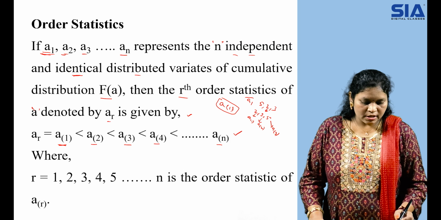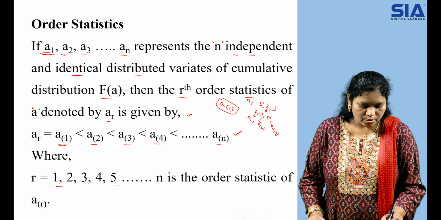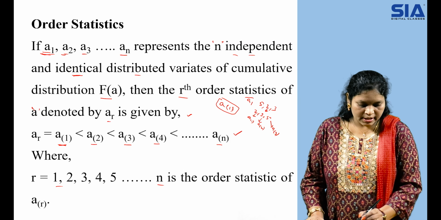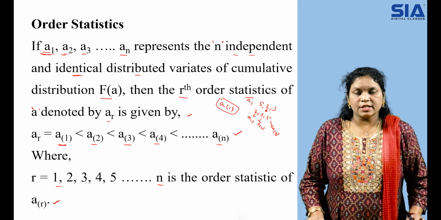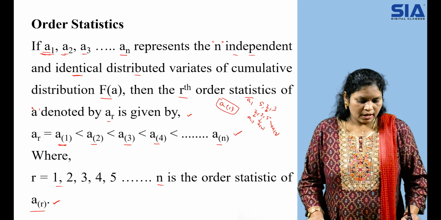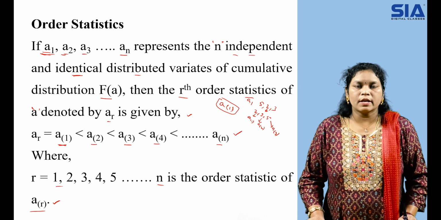Now what is r, that we have considered? Let us check it out. r is equal to 1, 2, and so on up to n terms, as we already considered. So A(r) is the rth order statistic. This is the representation for the rth order statistic A(r). In this way we'll represent A(r) within brackets. So if you represent it within brackets, that becomes the order statistics.